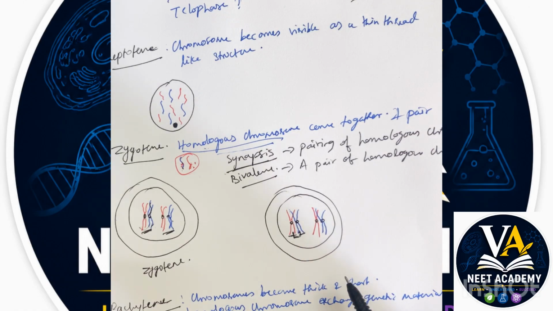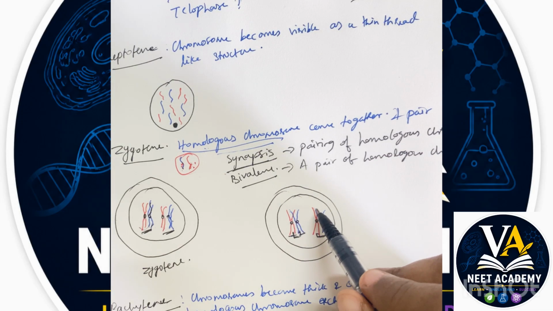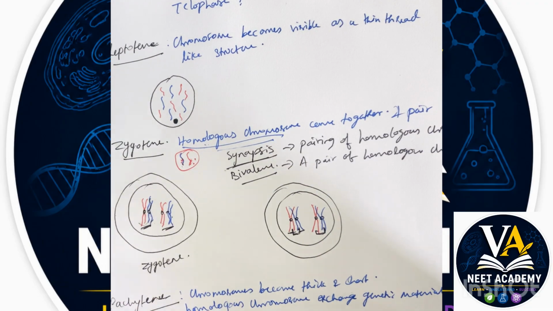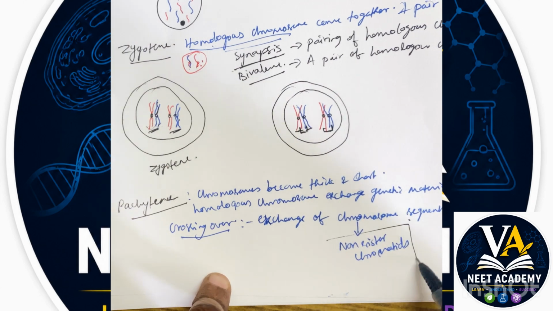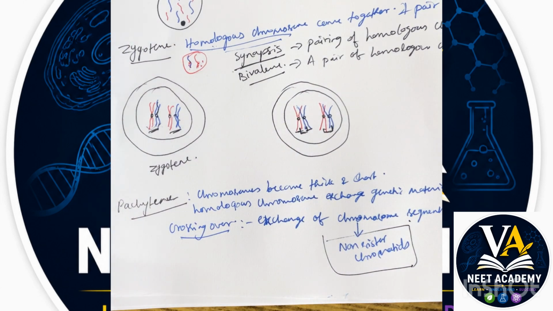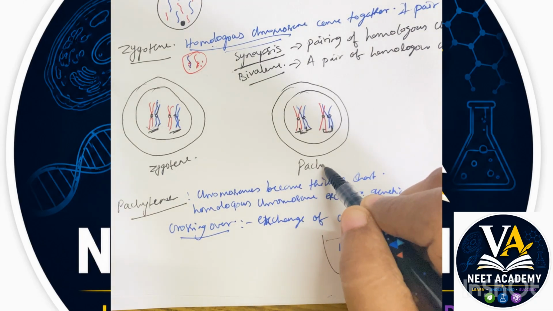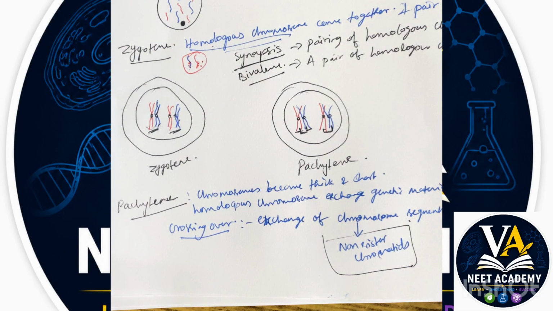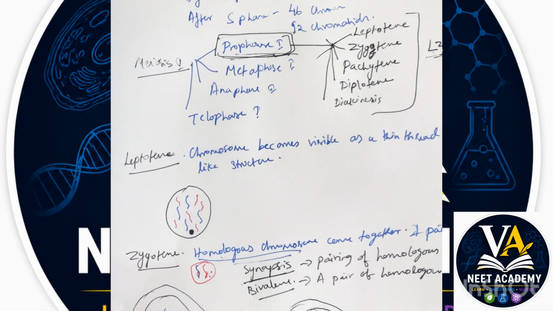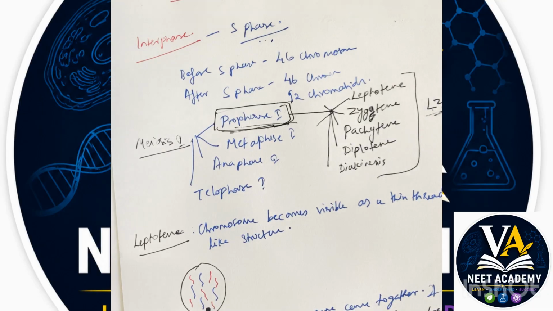Please zoom in when you are listening to this class, students, so that you are very clear with the concept. Now this too is a non-sister chromatid. So exchange is happening between non-sister chromatids, and this is what I meant with the definition. Exchange of chromosomal segment, but the exchange is happening between non-sister chromatids. So what is this stage? Pachytene. Clear? This is what is happening in the Pachytene stage of meiosis prophase I.